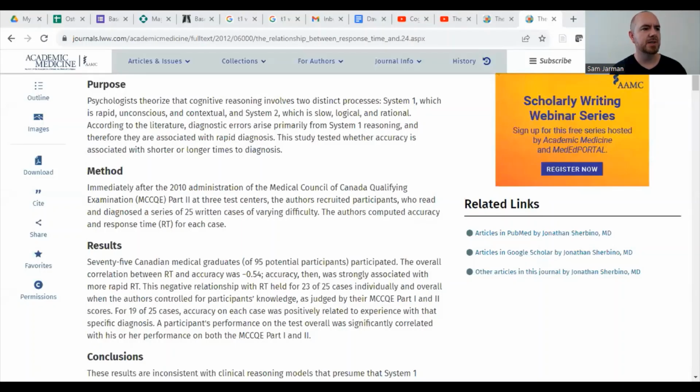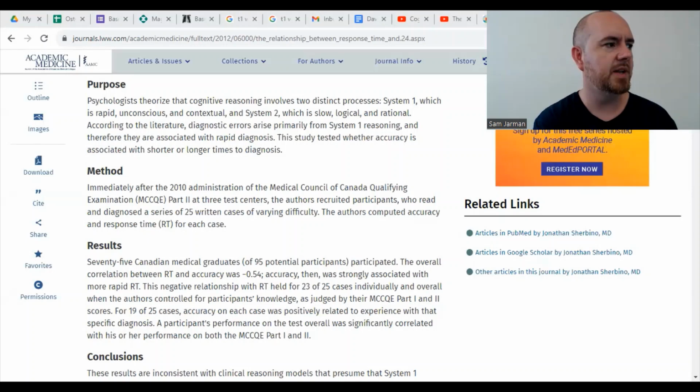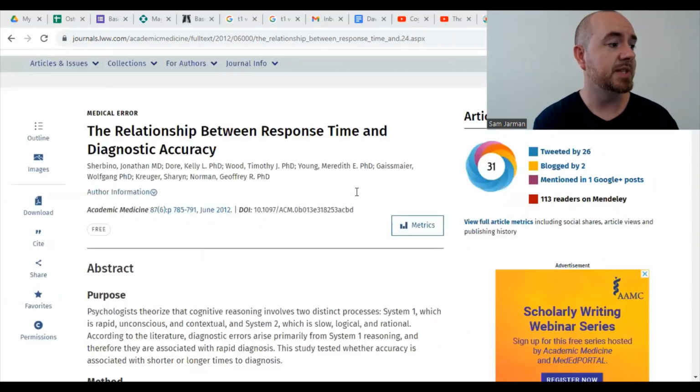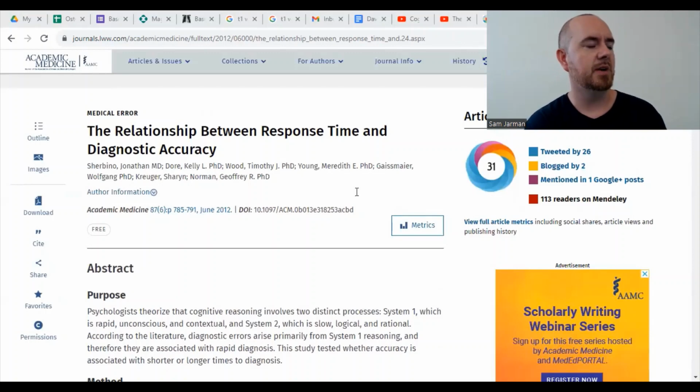So what we want to talk about is essentially diagnostic accuracy, and clinical decision-making, and diagnostic, not necessarily decision-making, but maybe a little bit more about accuracy. So what we have presented here is a paper. This is from 2012. It's the relationship between response time and diagnostic accuracy.